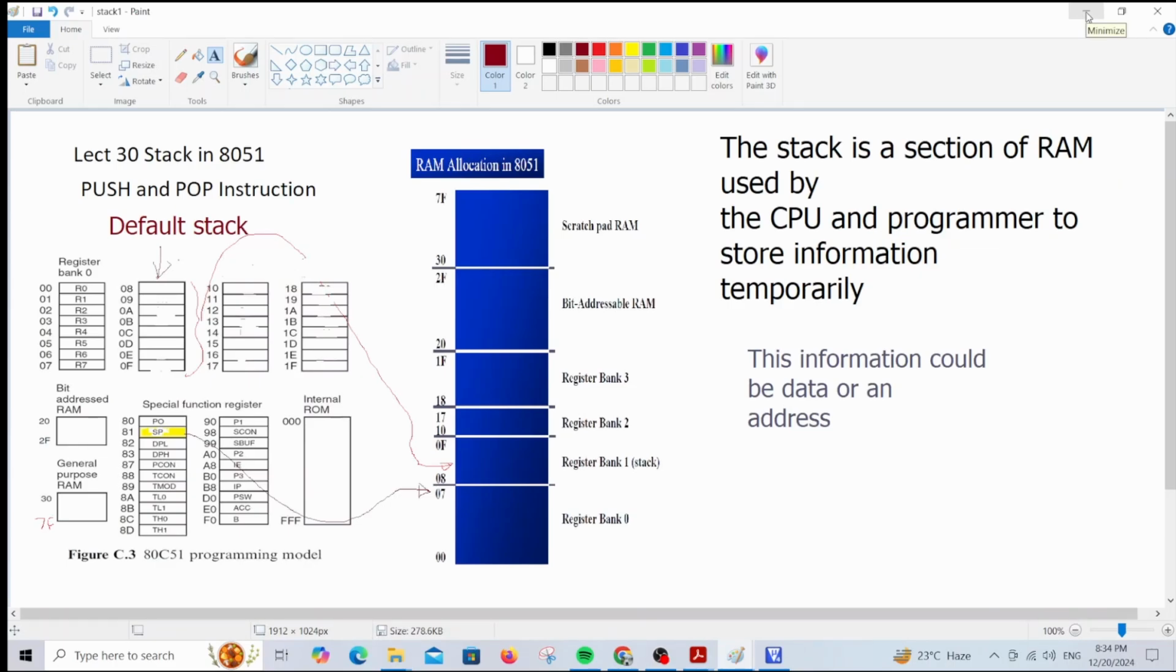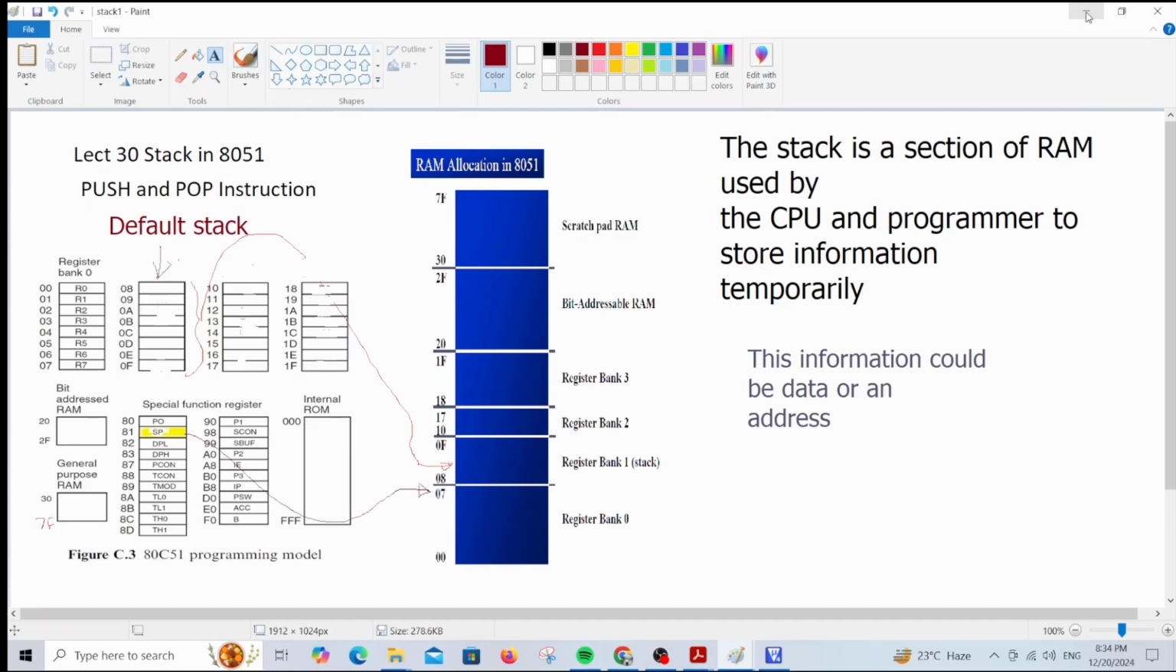Welcome to lecture number 30 of microcontroller 8051 series. In this lecture, we will discuss the stack in 8051. We will discuss push and pop instructions. Those are related to the stack.